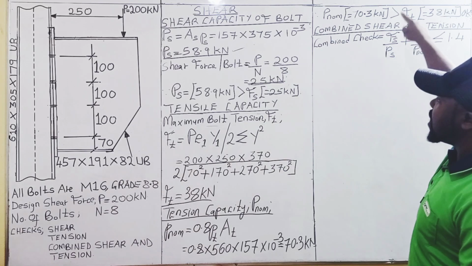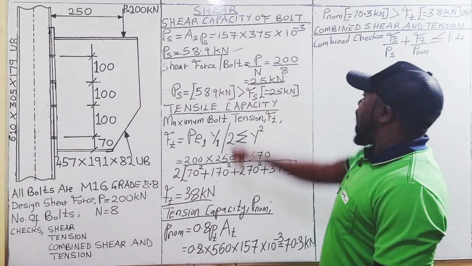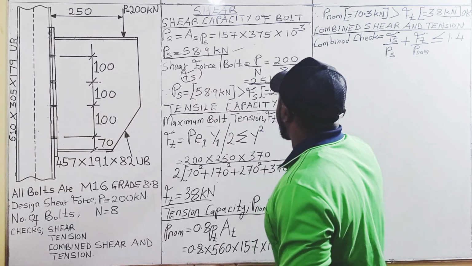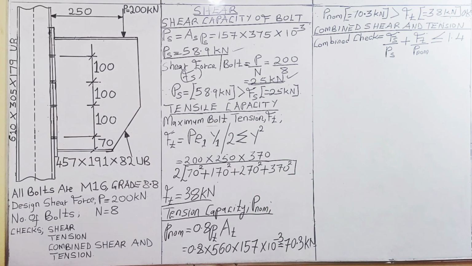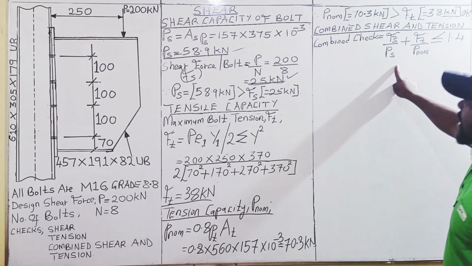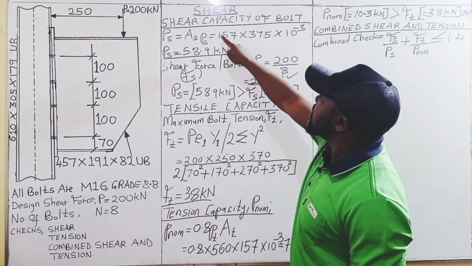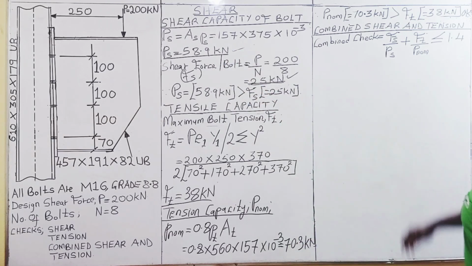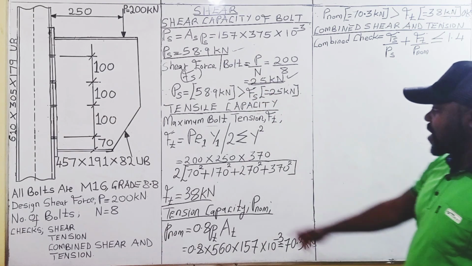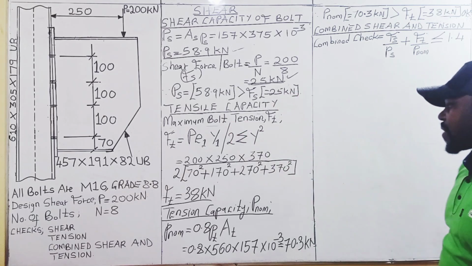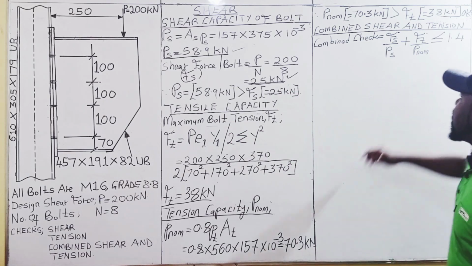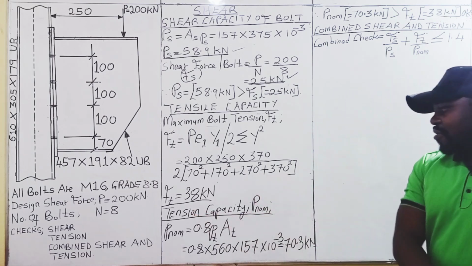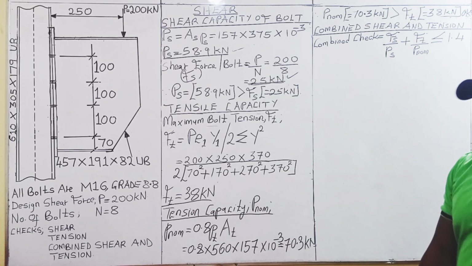Fs is the shear force per bolt. The shear force per bolt, that is Fs, we have it as 25 kilonewtons. Ps is the shear capacity of the bolt, 58.9 kilonewtons. Ft is the maximum bolt tension, which is 38 kilonewtons. And PNOM, that is the tension capacity, which is 70.3 kilonewtons.